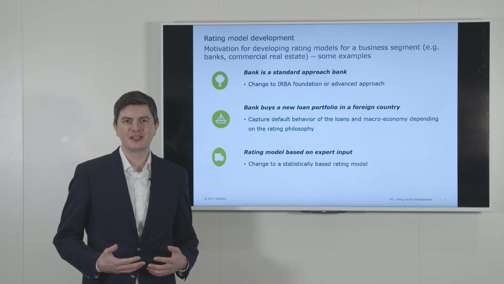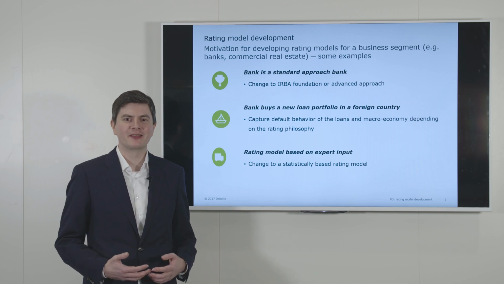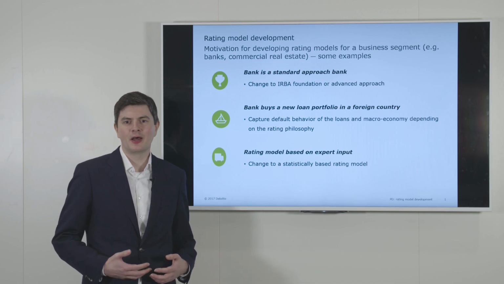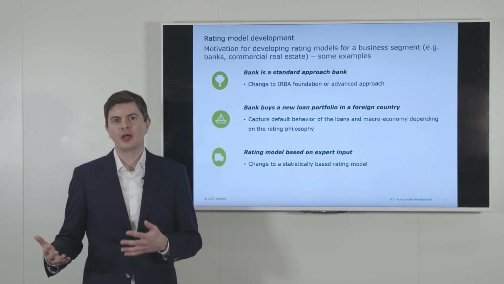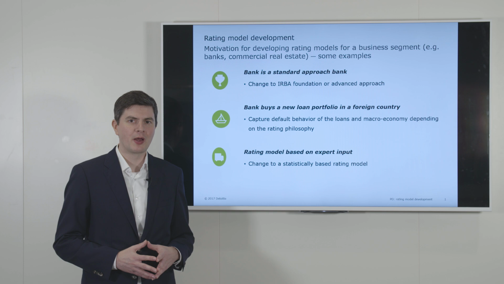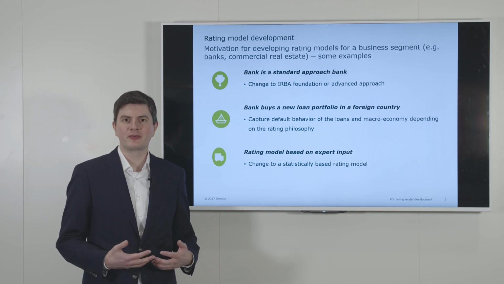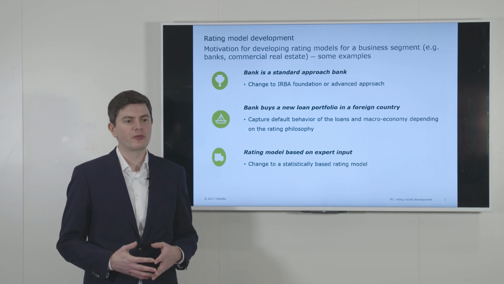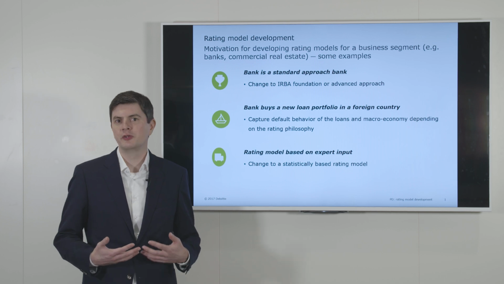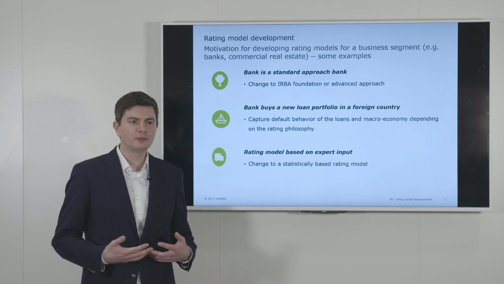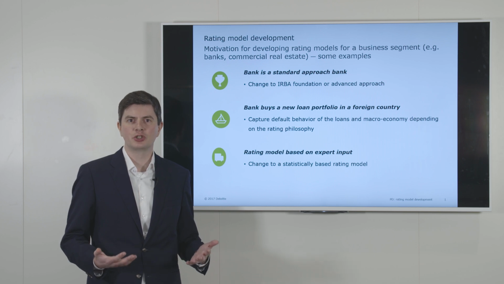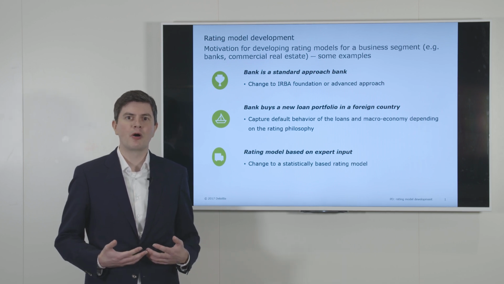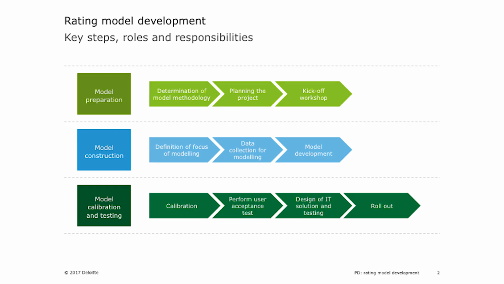Why should a bank develop a new rating model? An example is that the bank wants to change from the so-called standard approach to the IRB approach in order to decrease their capital requirements. Or the bank gets a new loan portfolio and now wants to assess the creditworthiness of these new borrowers. Or the bank is just not satisfied with the old model because the last validation showed that the discriminatory power of this model is very low.